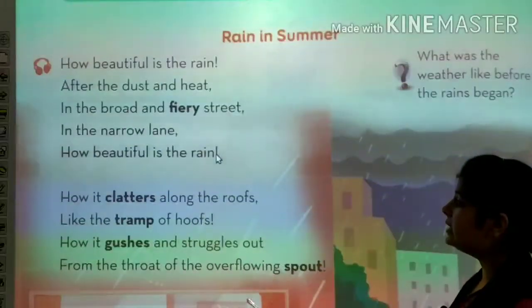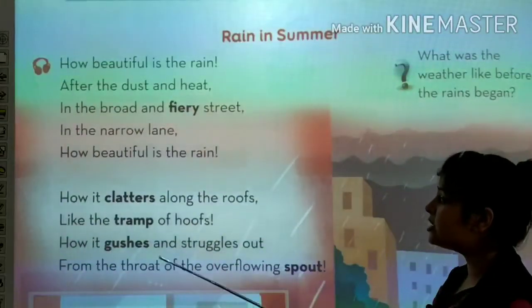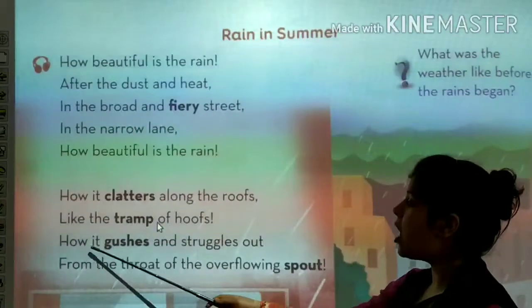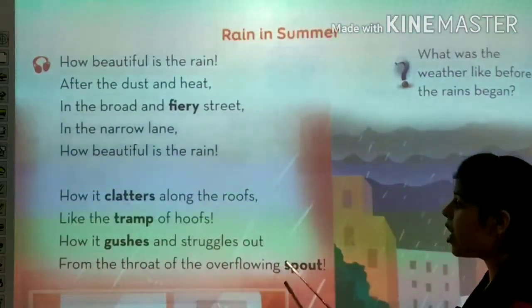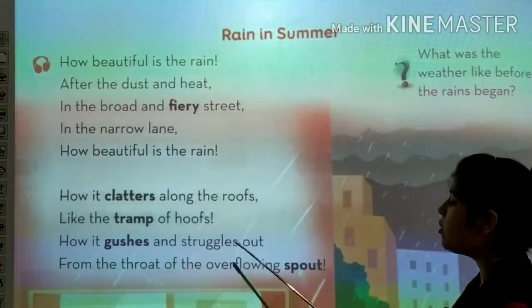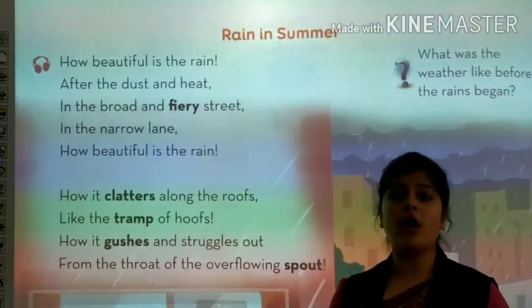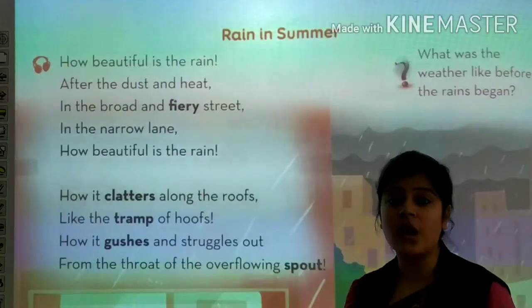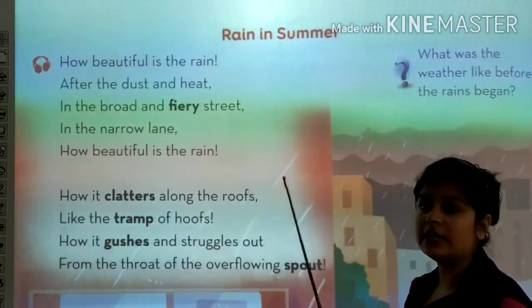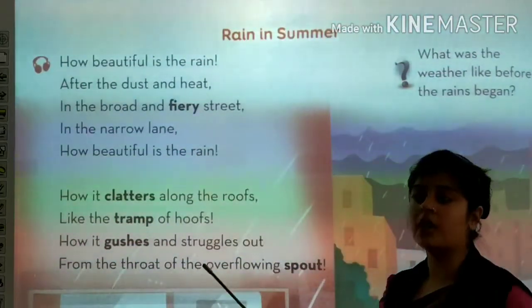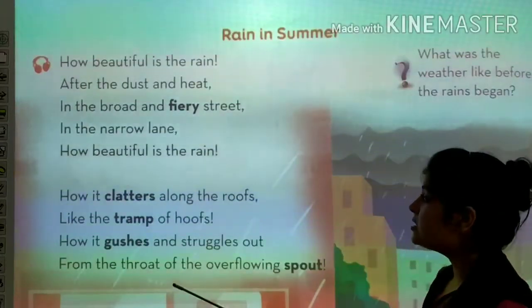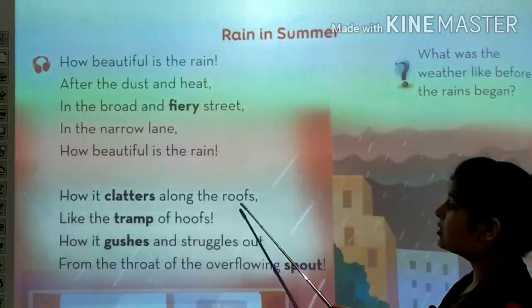How it clatters along the roofs like the tramp of hoops. How it gushes and struggles out from the throat of the overflowing spout. Now, in the second stanza, the poet is describing the sound of the rain, that when it comes on the earth, which sound it produces. See, how it clatters along the roof.